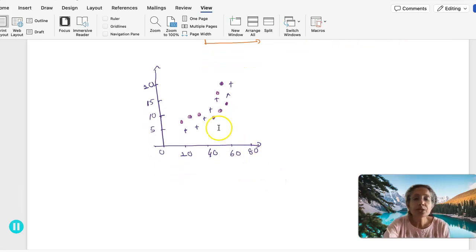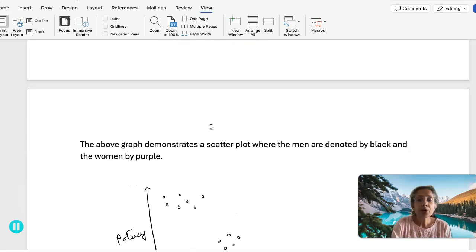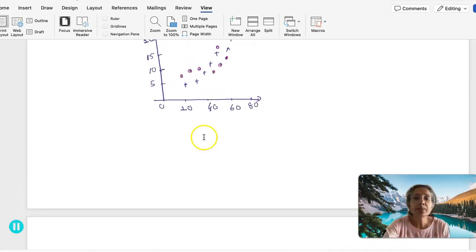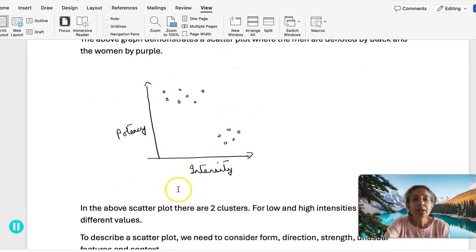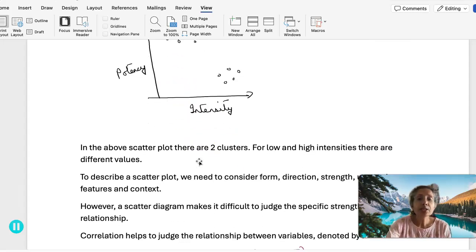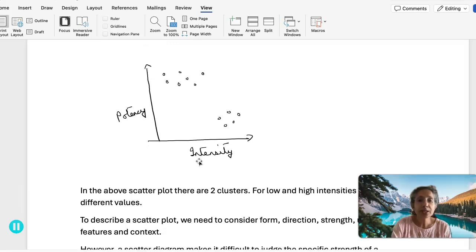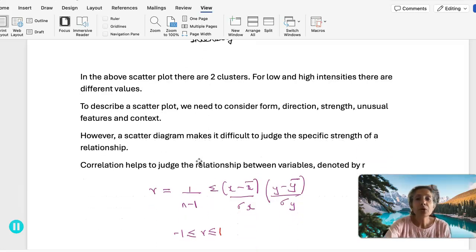If you look at this graph, there are some entries in black and some in purple. So this is a scatter plot where men are denoted in black and women by purple. And supposing in a scatter plot there are two clusters, where we are comparing potency with intensity. For low and high intensities, there are different clusters. You can see that. So to describe a scatter plot, we need form, direction, strength, unusual features, and context. So basically remember form, direction, and strength.